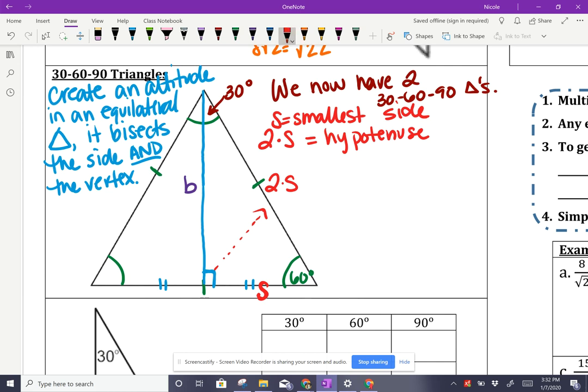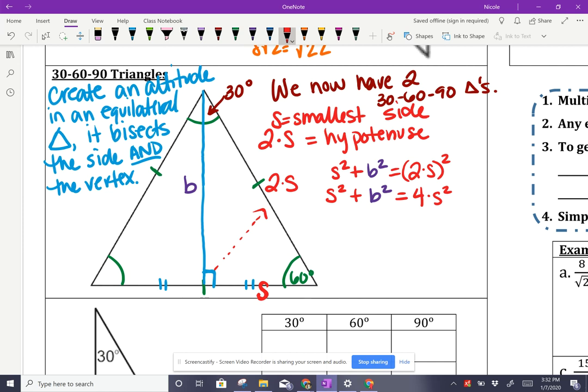So we're going to use the Pythagorean theorem. My smallest side is S, so S squared plus B squared is equal to C squared, where C is my hypotenuse, which is 2 times S. And I'm going to square that whole thing, so I have to square the 2 as well. So I'm going to simplify that out. I have S squared plus B squared equals, the 2 squared becomes 4, so 4S squared.